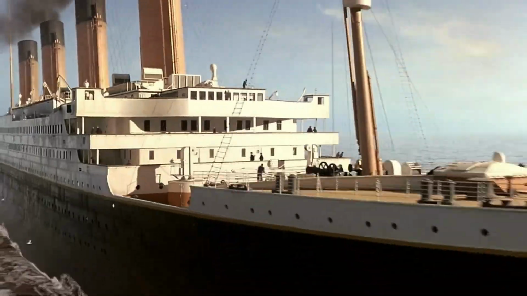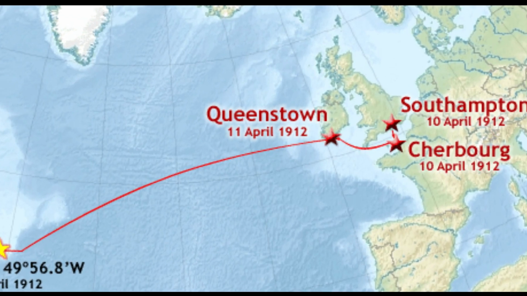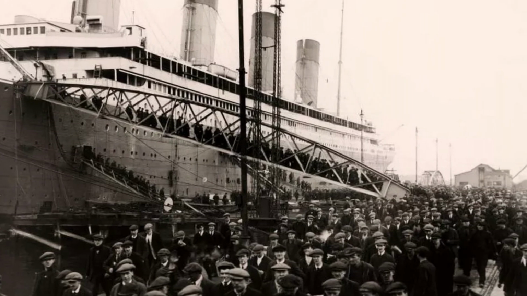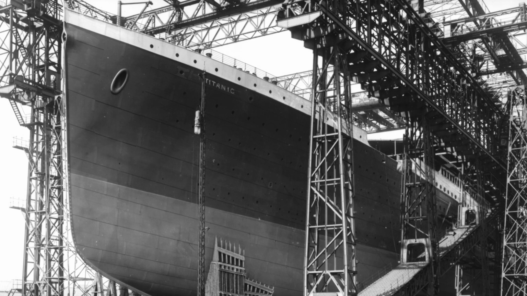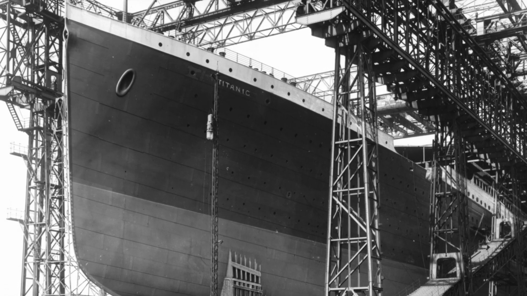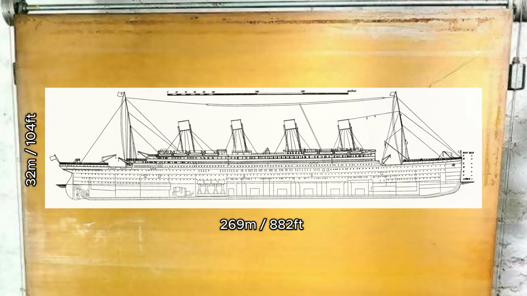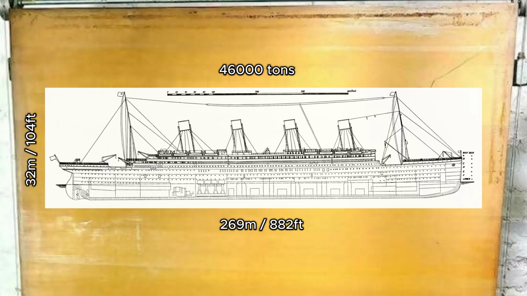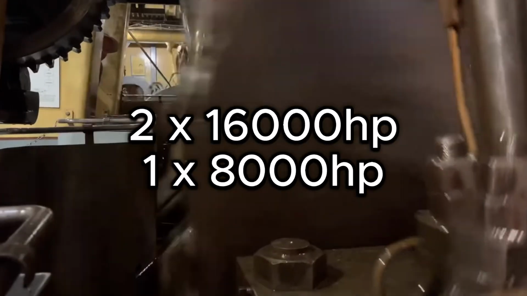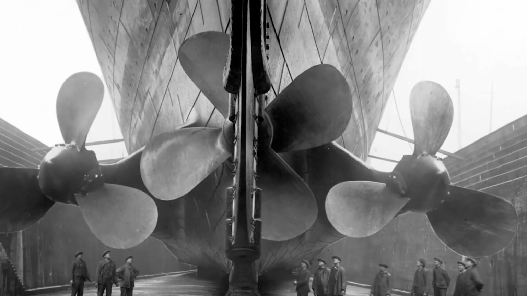Let's roll back a little. 5 days before, Titanic set sail on its maiden voyage over the Atlantic with 2,240 passengers and crew on board. At the time of her construction, the Titanic was the largest and most technology-advanced passenger ship in the world, with a length of over 269 meters, 25 stories high, and a weight of 46,000 tons. Two 16,000 horsepower steam engines and one 8,000 horsepower turbine engine powered the ship.